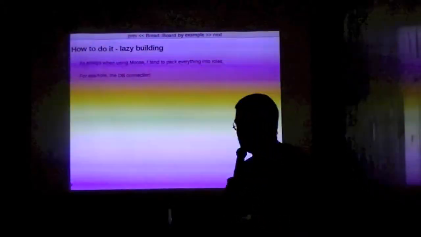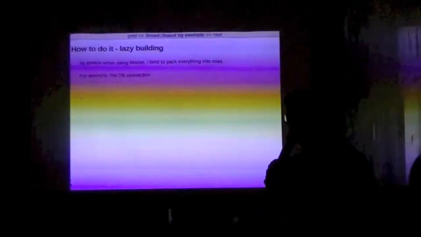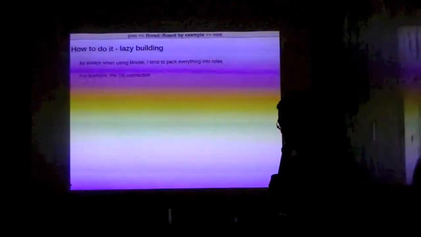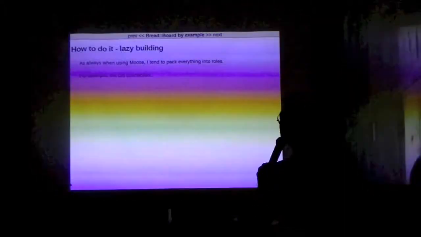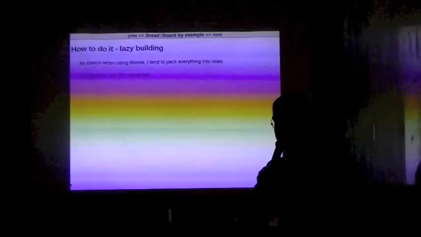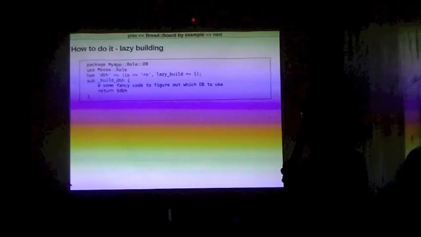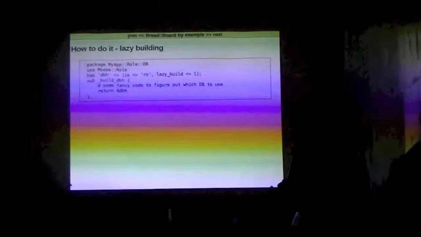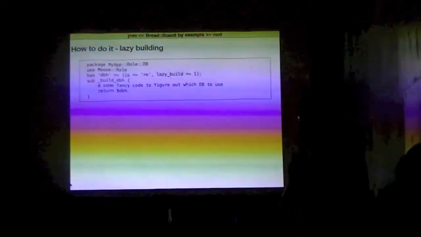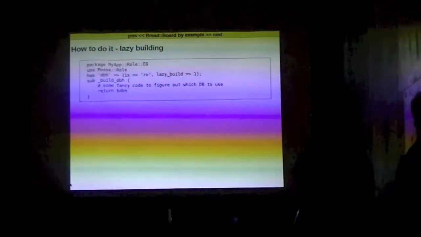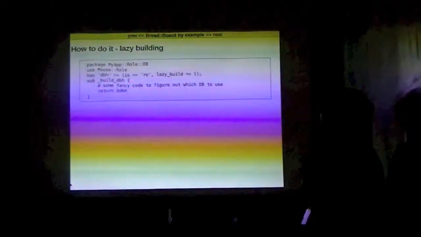One annoying problem. Okay, that's not the problem. One of the things when I use Moose is I tend to put a lot of stuff into roles. For example, one thing I usually do is the database connection. The code that figures out which database to connect to, what's the username, what's the password, and stuff like that. So I often end up with roles like this. So it's a role, it has a database handle, and it has a method to build the database handle.